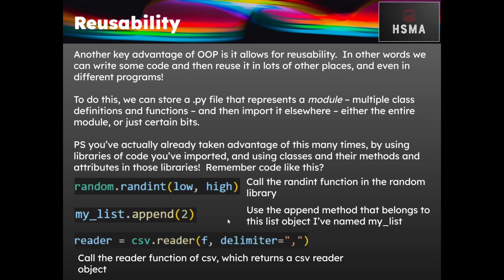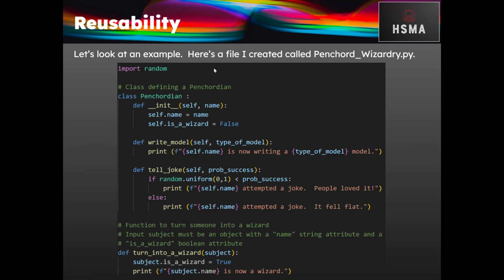And as I mentioned earlier, you've seen lots and lots of examples of that. You've imported the random library, the CSV library. You're using the concept of a list, which is already built into Python. So here's an example of a piece of code that I've written. It's in your lecture examples, the file called pencord wizardry.py. What this piece of code does, it has an import statement to import the random library.